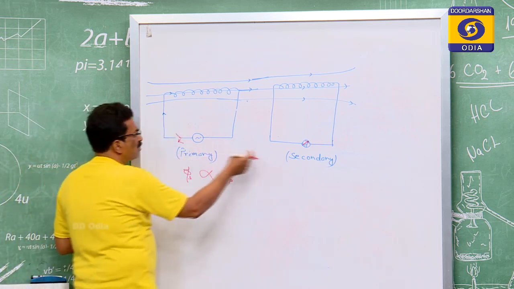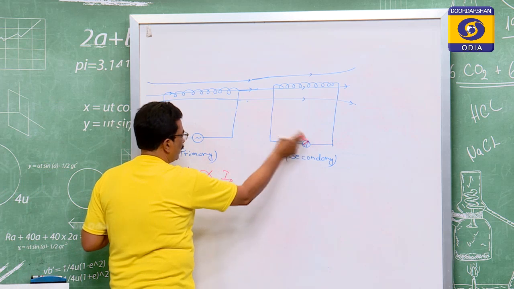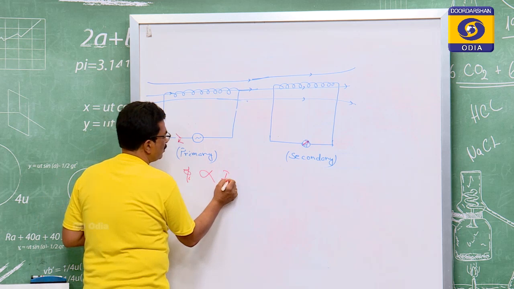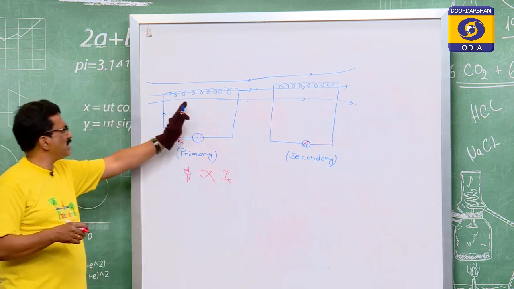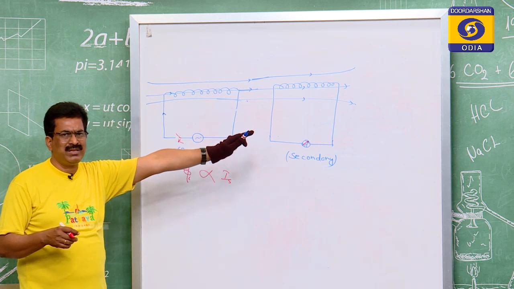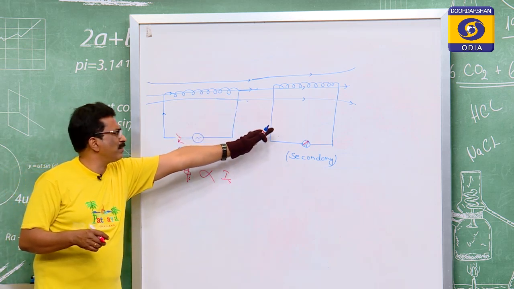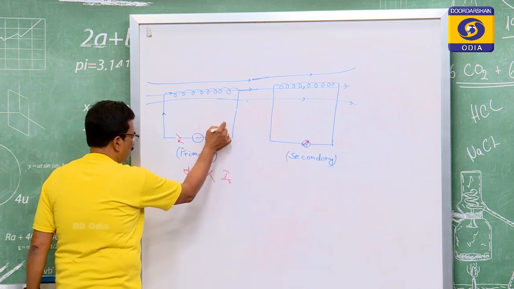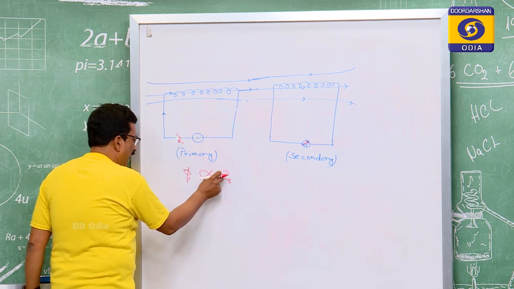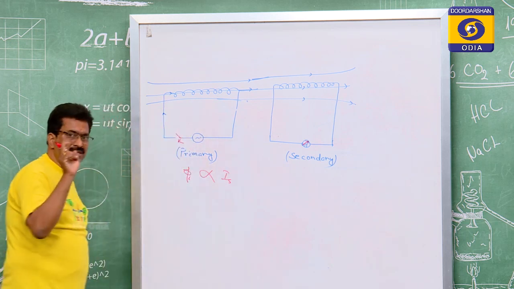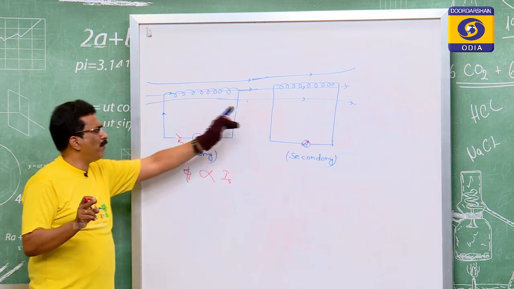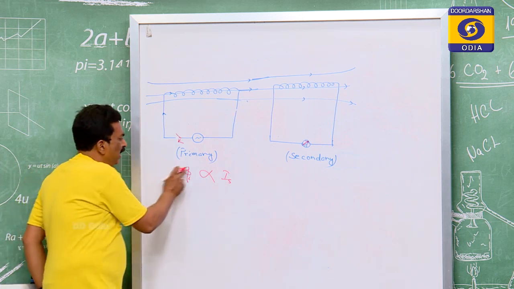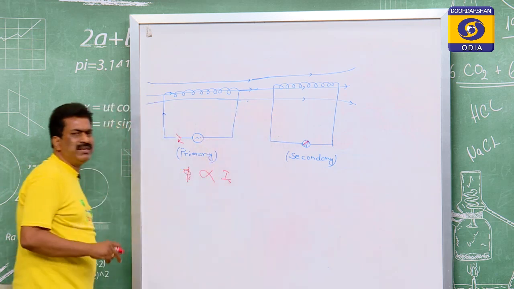Or in the reverse way, suppose we take the current here. If this is phi I, then this is Is. So there is a change here, and there is a change in the second one. If that is the primary, here it will be the secondary. So phi is proportional to I as for self induction, where both happen in the same coil. But for mutual induction, if there is a change in the primary, it indicates there is a change in the secondary.